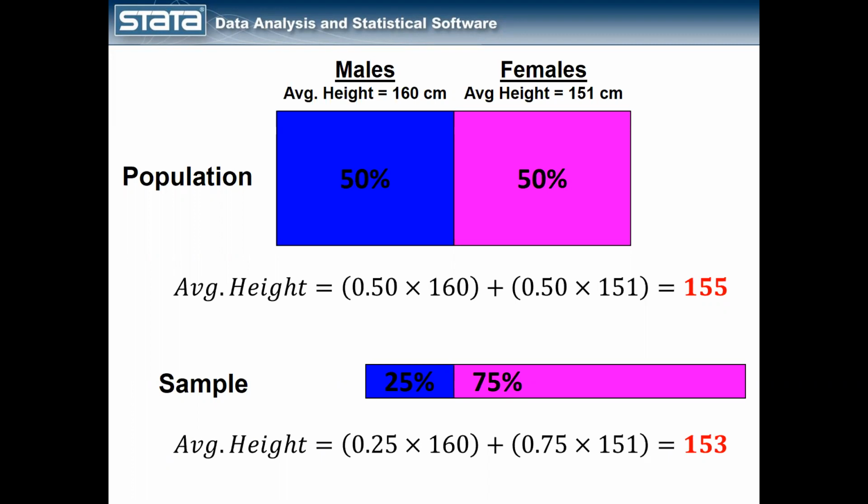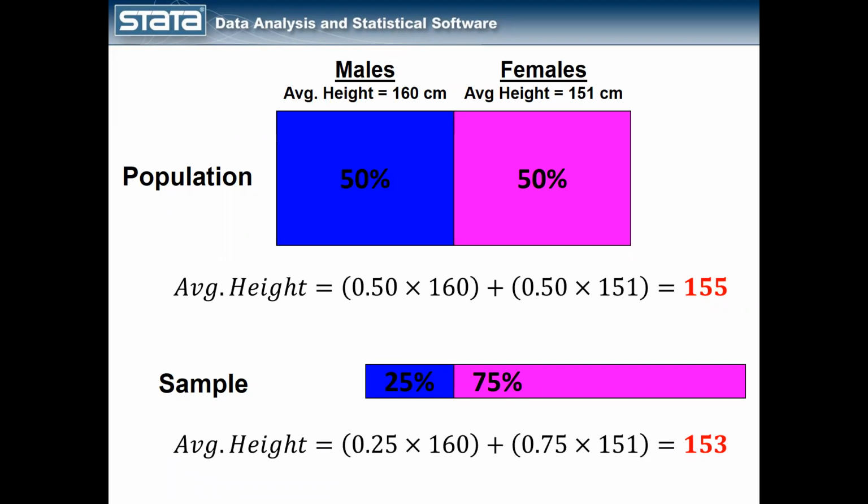But what happens if we draw a sample that's 25-75 males and females? Well, the sample is no longer representative of the population. Let's say that I do happen to get a sample where the height is 160 centimeters for the males, and it is exactly 151 for the females. So the sample contains the right numbers, but the wrong proportion of males and females. When I calculate the average height for the entire sample, it's 153, and I'm off from the population.